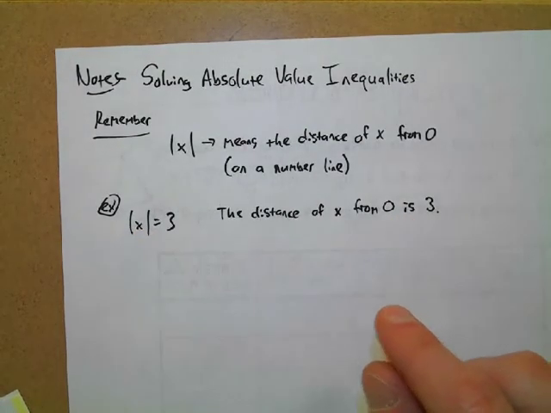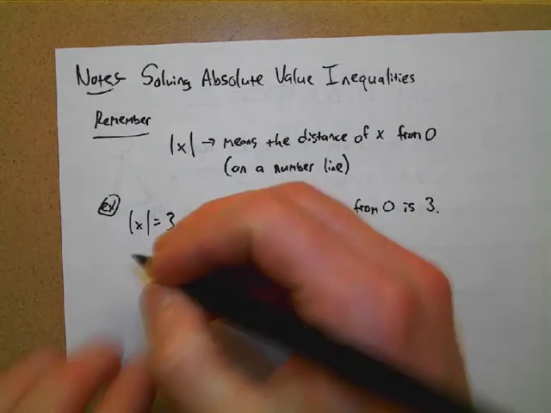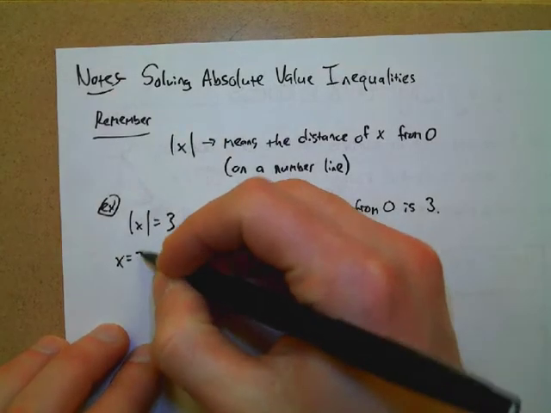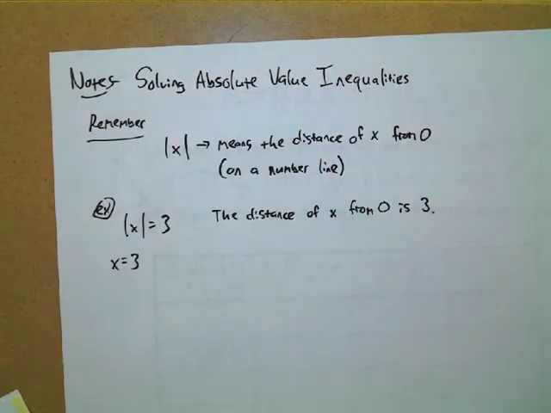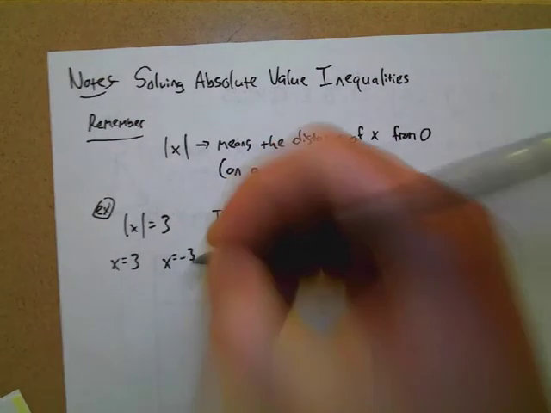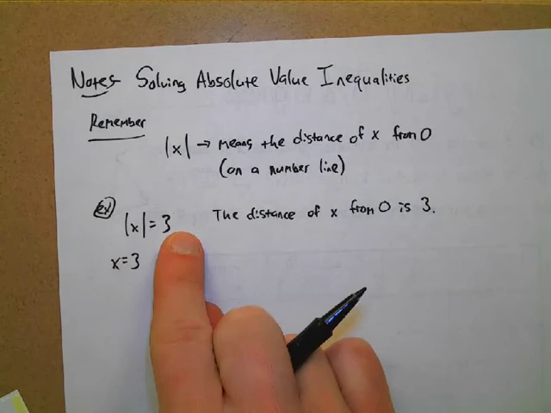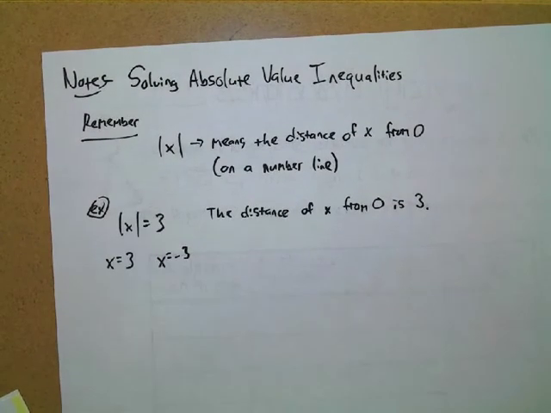What's an example of a number that is 3 units away from 0? 3. Is there any other number that is 3 units away from 0? -3, right? On a number line. That's an equation because it uses an equal sign. It relates two things with an equal sign. We're saying two things are equal.